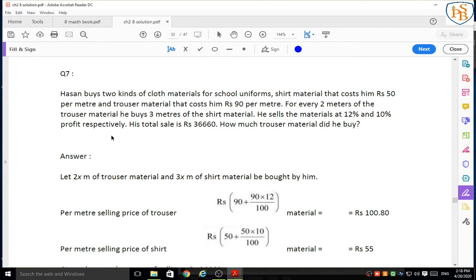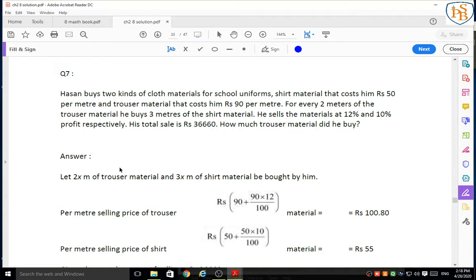Now the question number 7. Hassan buys 2 kinds of cloth materials for school uniform. Shirt material that costs him rupees 50 per meter, and trouser material that costs him rupees 90 per meter. For every 2 meters of the trouser material, he buys 3 meters of the shirt material. He sells the materials at 12% and 10% profit respectively. His total sale is rupees 36,660. How much trouser material did he buy?